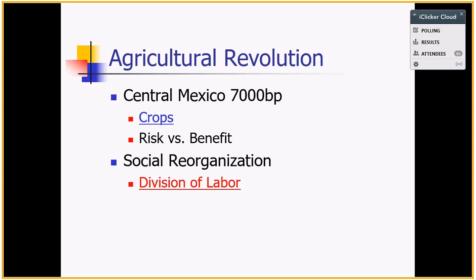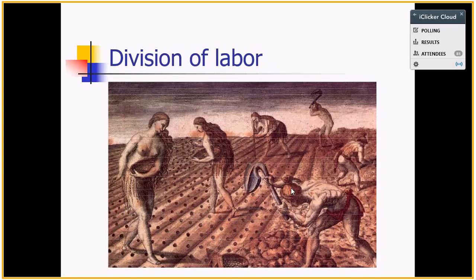When we were hunters and gatherers, that's what we did. Everybody hunted, everybody gathered. There was no gender-based differences. There were no age-based differences. Every able-bodied person did essentially the same job. We were hunters, we were gatherers. As we move to agriculture, though, we can create divisions of labor.